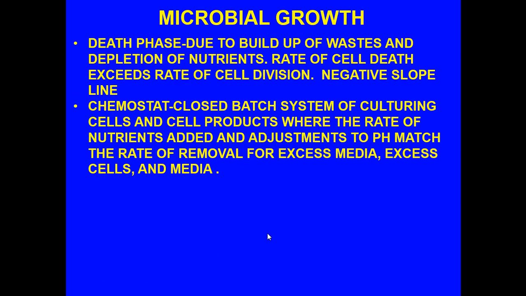Now, you have to keep in mind something about death phases. This is due to the buildup of waste and the depletion of nutrients. This is where the rate of cell death will exceed the rate of cell division. It's also referred to as a negative slope line. One thing you've got to keep in mind when you go into the death phase, if you hit that, you really can't be assured the type of cell that you started off with is going to be exactly the same once you hit the death phase, because cells may have some mutations.